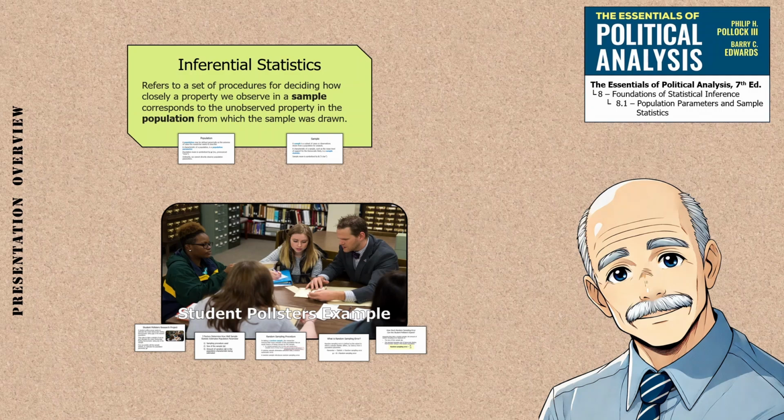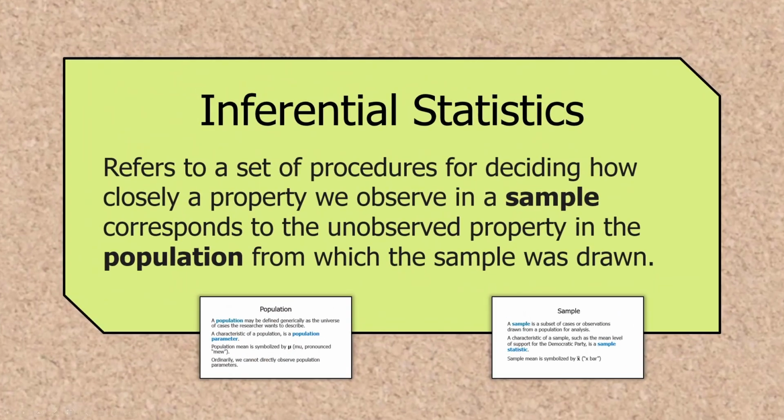So here we're into inferential statistics. What is inferential statistics, or what are inferential statistics? The term refers to a set of procedures for deciding how closely a relationship we observe in a sample corresponds to the unobserved relationship in the population from which the sample was drawn. And there are a couple of ideas here.